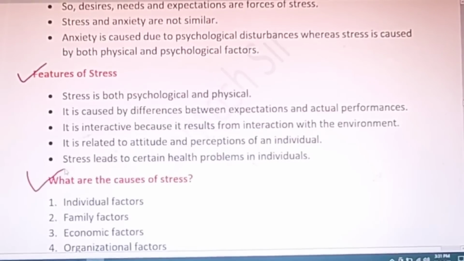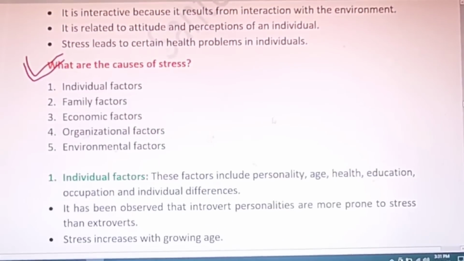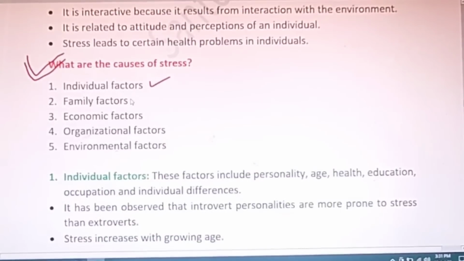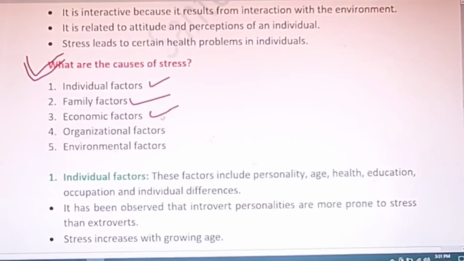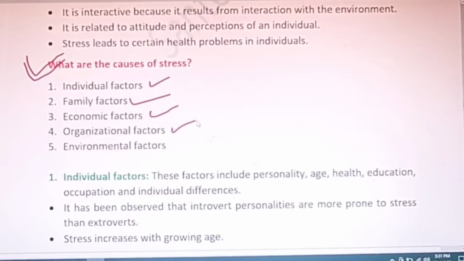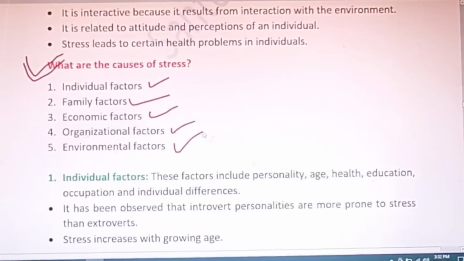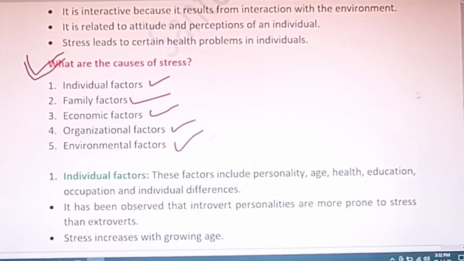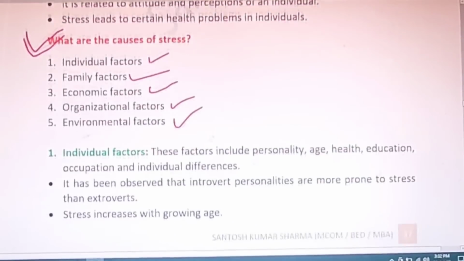Then this one, what are the causes of stress? This is a very important topic, and it comes many times in exams. Like individual factors, which are related to personal factors. Then family factors, economic factors, generally connected with money. Then organizational factors, these are related to the organization and working environment, and then environmental factors. So this is a very important topic, and you must learn all these concepts.